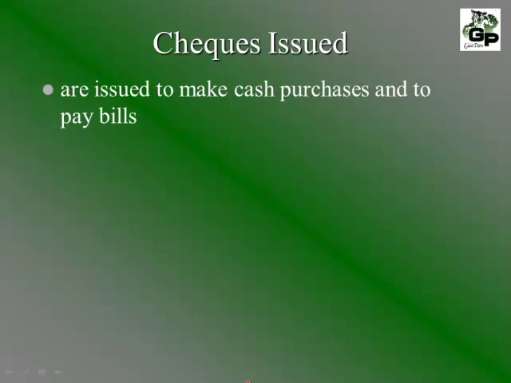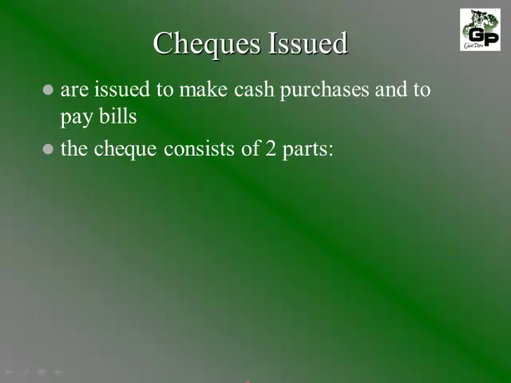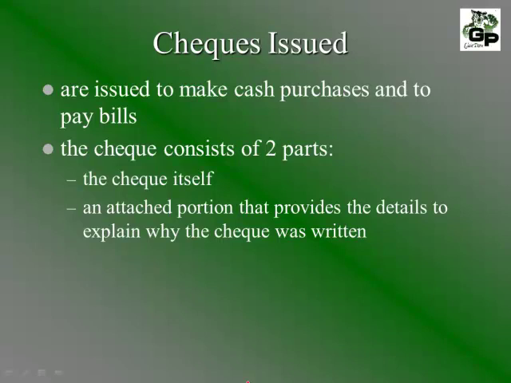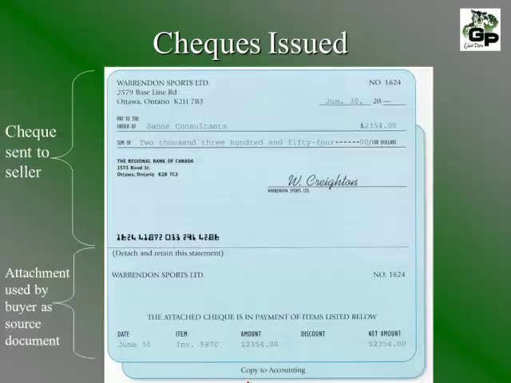Checks are issued to make cash purchases and to pay bills. A check consists of two parts, the check itself and an attached portion that provides the details to explain why the check was written. We sometimes call this a check stub. The check is given to the seller.